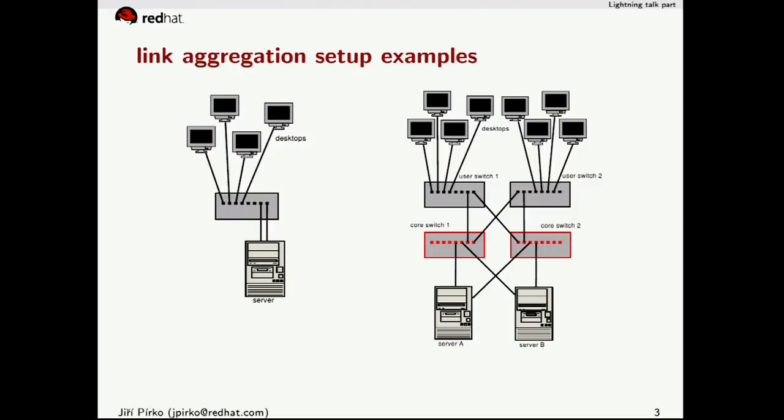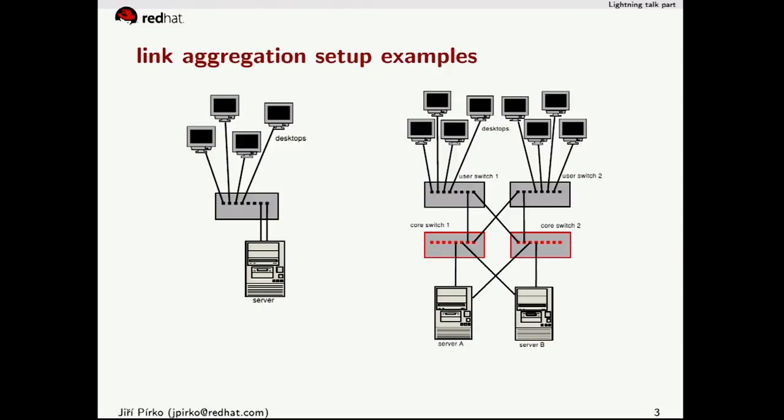So, for example, this can be used to achieve bigger throughput to the desktop machines than over a single line. And on the right side, you can see a more complicated network topology.